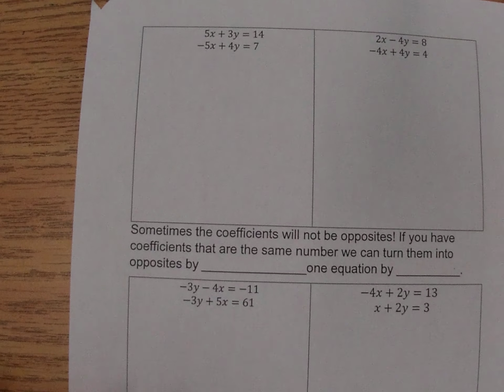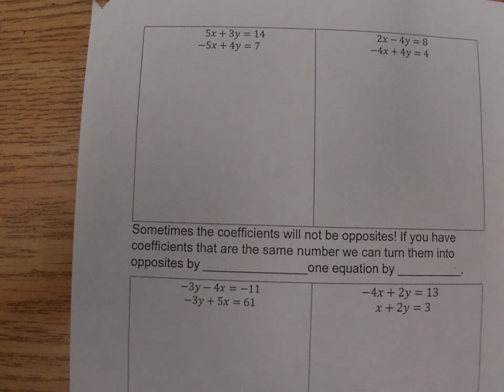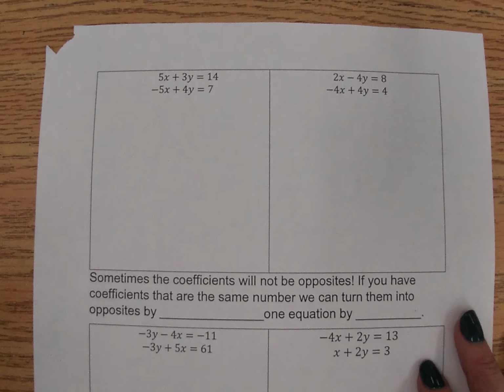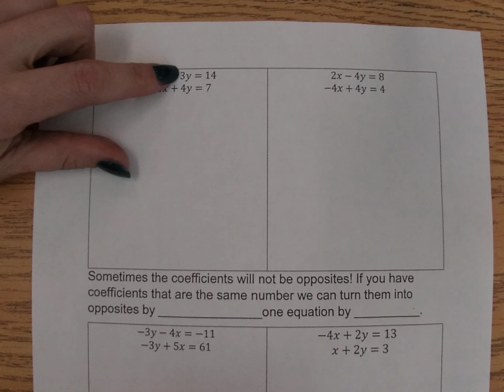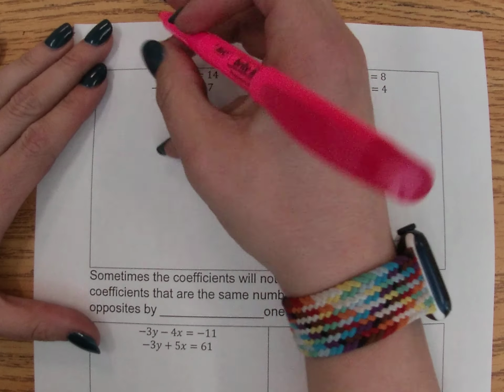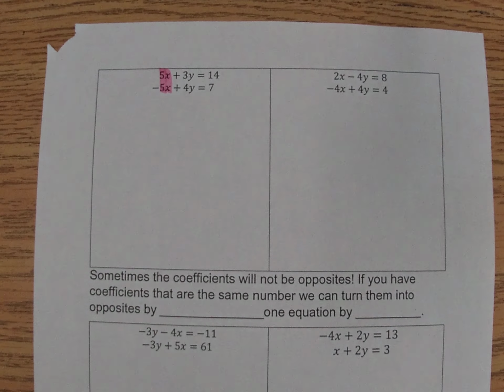So we're going to take a look at a couple of these. If we look at our second one, we're going to first identify where we see the x or the y with the matching coefficient, the matching number in front. So our y's have a 3 and a 4. Those are not matching, but our x's do. So I'm going to focus on those x's.